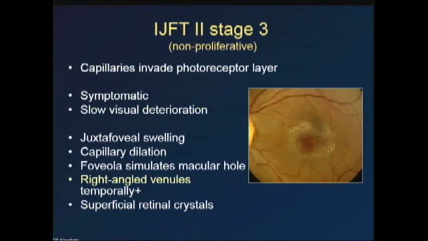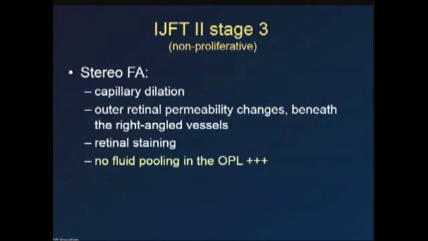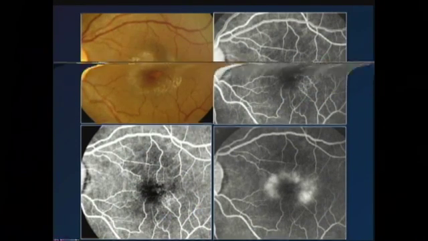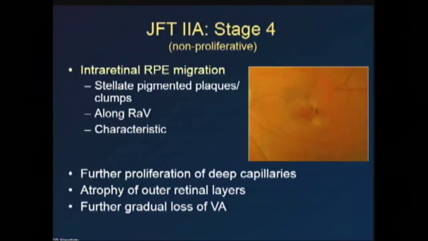Now, at stage 3, the capillaries are going to become a little bit more apparent, and they will invade the photoreceptor layer. This is where people are really symptomatic. You will have juxtafoveal swelling, and this is where you have the right-angled veins coming in and proliferating into the deep retinal tissues. You can have retinal crystals at the surface of the retina associated with this. And if you do a stereoangiogram, you will see that there's no pooling of the fluid, just again staining. Okay, so you will see the network a little bit clearer than before, and with staining right there, some fuzziness.